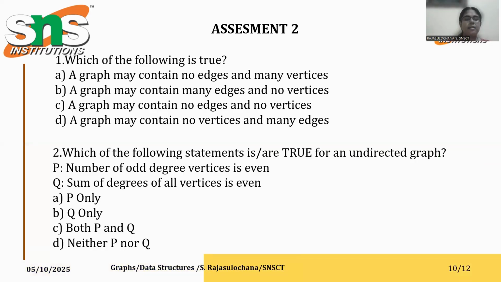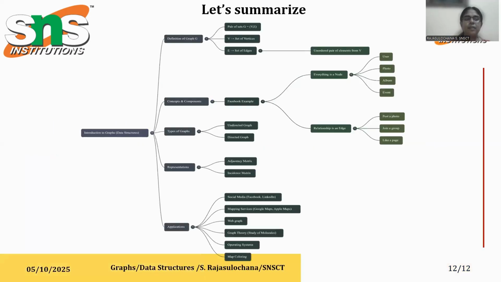These are some of the assessments for you to better understand graph data structure. Of the following, which one do you consider as true? A graph may contain no edges and many vertices. A graph may contain many edges and no vertices. A graph may contain no edges and no vertices. A graph may contain no vertices and many edges. So explore these assessments and find the answer. These are some of the references.